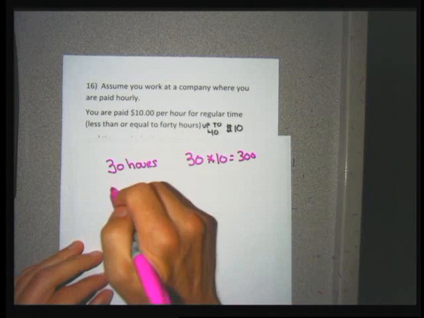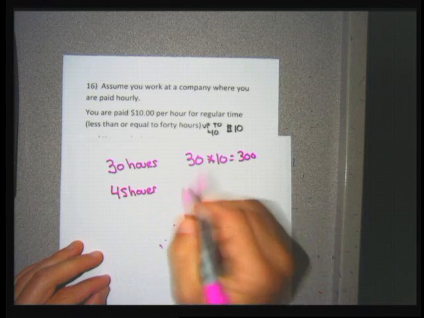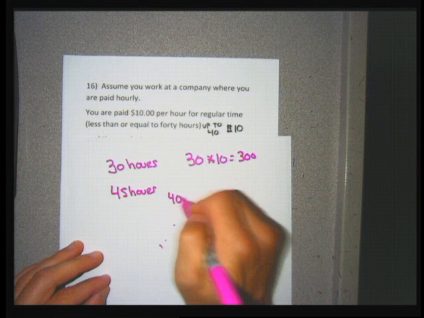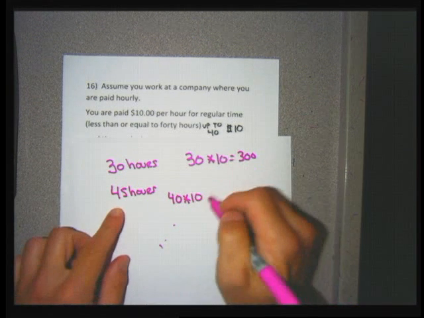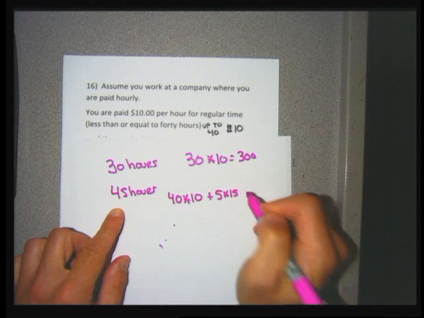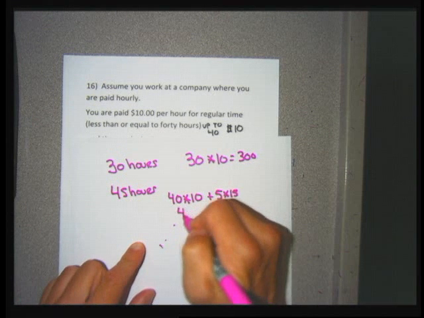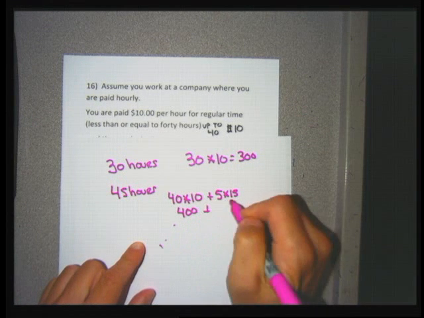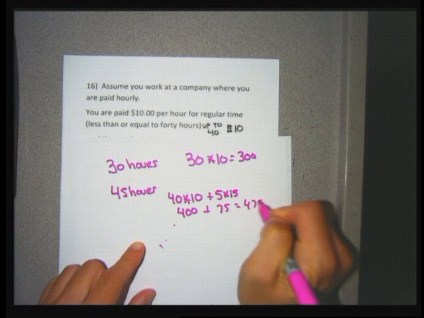If you worked, let's say, 45 hours, then it's going to be like this. You're going to get 40 hours at $10 per hour, and then 5 hours of overtime, but this isn't the best overtime, it's just time and a half, 5 hours at $15 per hour. So you'd get $400 plus $75, or $475.